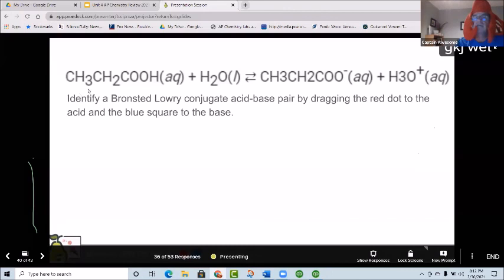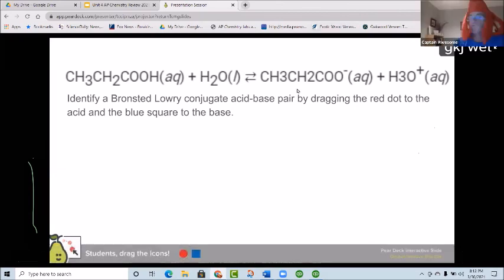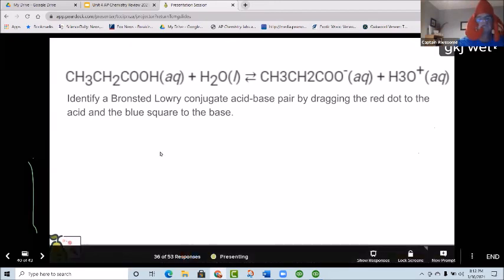Or you could have said this big long honking molecule is an acid because it loses an H, and the thing it turns into on the right-hand side is a conjugate base. So vocabulary, very, very important. On the AP exam, they're not going to ask you to drag red and blue things, but you've got to identify.